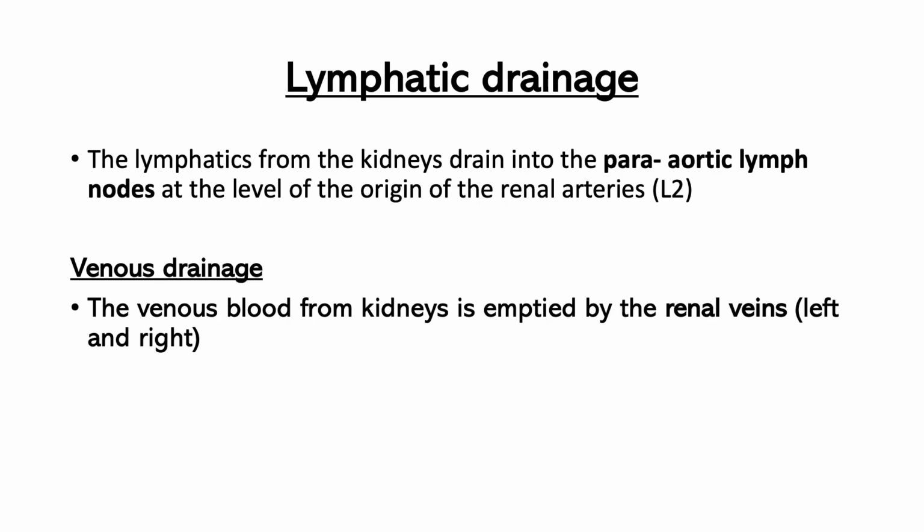Last but not least, let us take a look at the lymphatic drainage. The lymphatics from the kidneys drain into the para-aortic lymph nodes at the level of the origin of the renal arteries, lumbar 2. For venous drainage, the venous blood from kidneys is emptied by the renal veins, left and right.